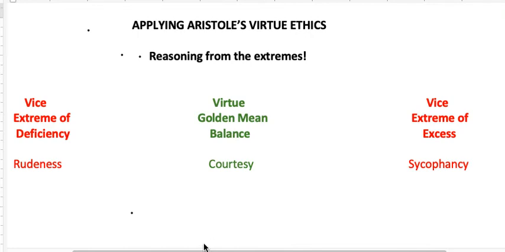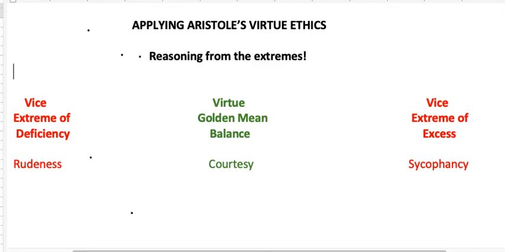Okay, so what we're going to be doing, this is really important in terms of thinking about the method of reasoning from the extremes, is we are going to start in paragraph 3 with a vice. To be precise, we are going to focus on extreme of deficiency. I'm going to show you how to do that with the character trait of rudeness. But under here, you should write that you will be focusing on the character trait of cowardice. Okay?